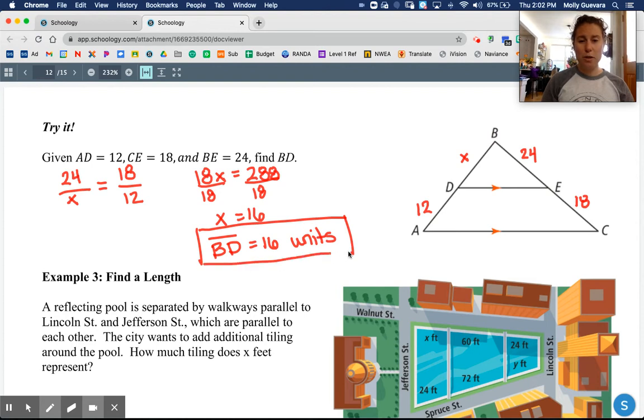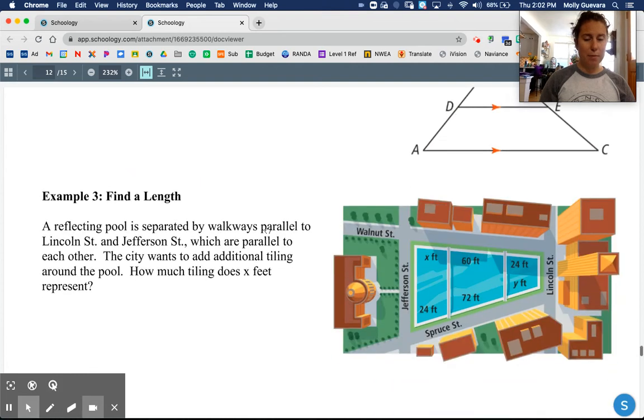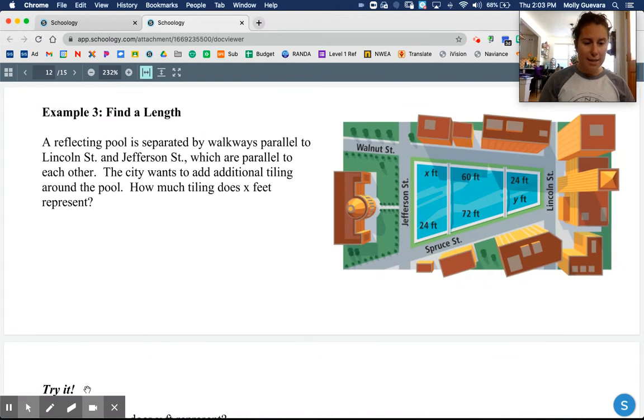So hopefully the more that you practice it, the more it makes sense, and you're going to get plenty of practice as we continue on here. Our next problem is example 3, finding a length. It says a reflecting pool is separated by walkways parallel to Lincoln and Jefferson. So I know that these walkways are parallel to these. The city wants to add additional tiling around the pool. How much tiling does x feet represent? And here's x right here.